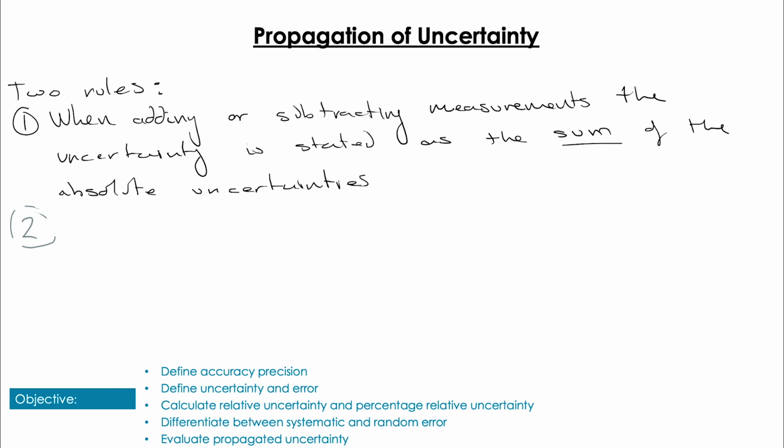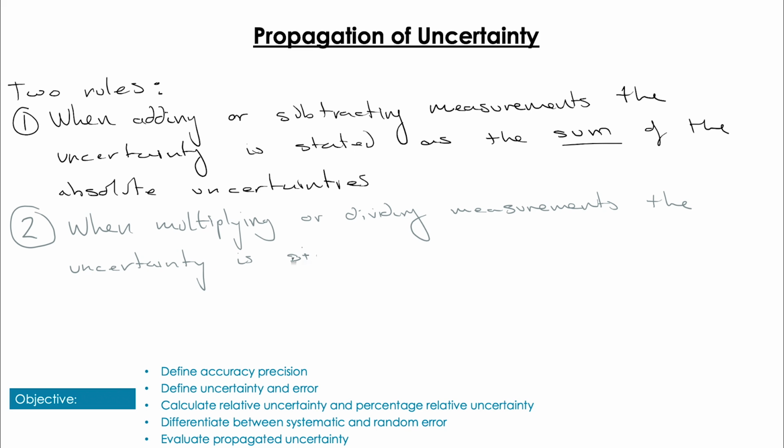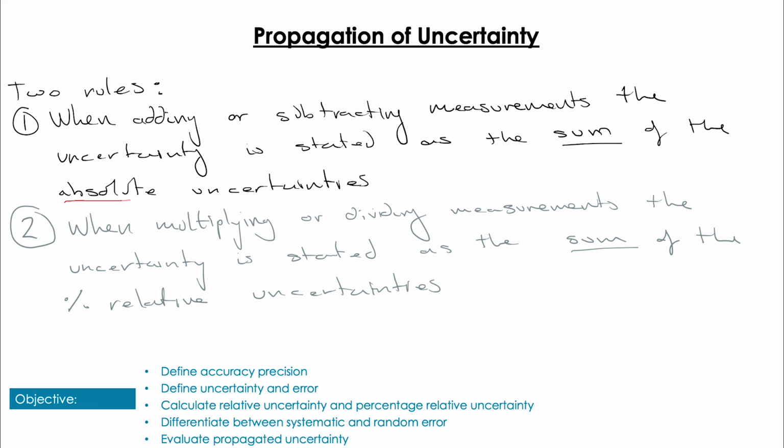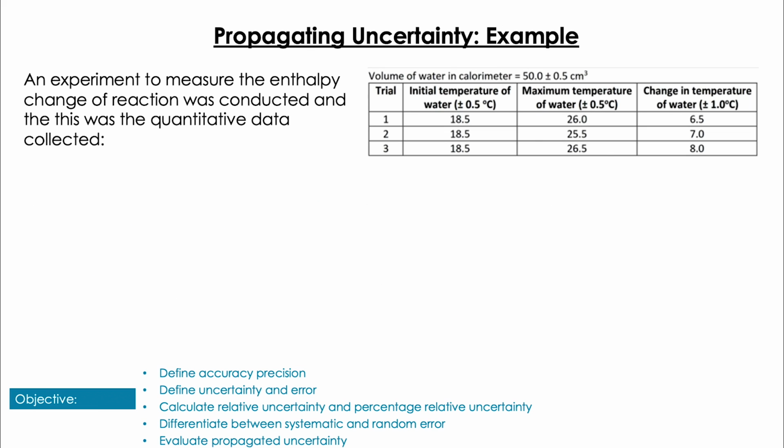The second rule is where we are going to be multiplying or dividing those. Now, it's not quite so simple here. When we multiply or divide, we have to add together the relative percentage uncertainties, not the absolute uncertainties. And this is going to be a key component that you use in your IAs. Let's look at some data from a calorimetry experiment and look at how we might propagate our uncertainty.